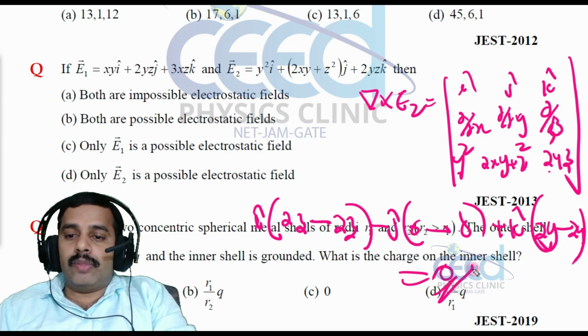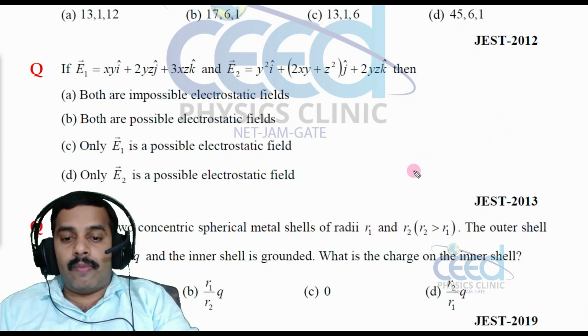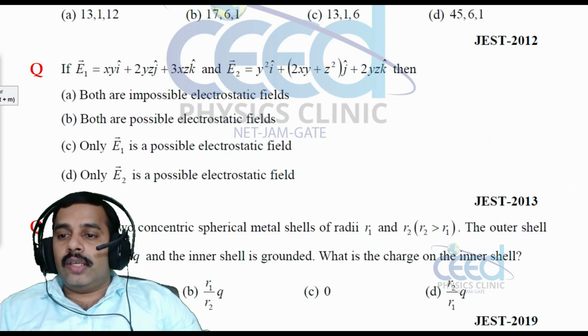So E2 is possible, and only E2 is a possible electrostatic field, right? So D is the correct option, right? Now we have another question here.